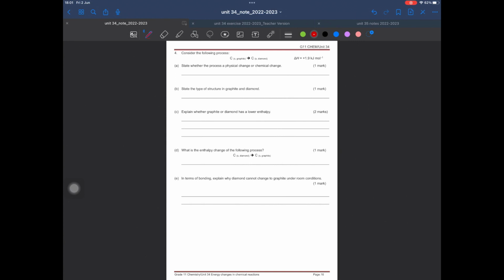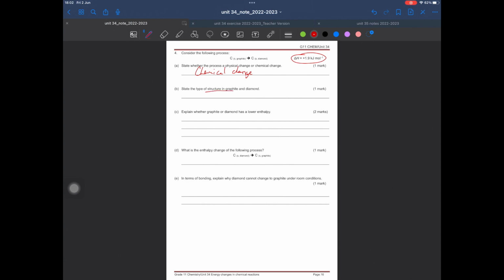Page 16, checkpoint question 4. This is the change from graphite to diamond, and this is endothermic reaction. First, is it a physical change or chemical change? Well, this is a chemical change for sure. The reason behind is simple, because the new product has different structure and different melting point and boiling point. So of course, new substance is formed. That is chemical change.